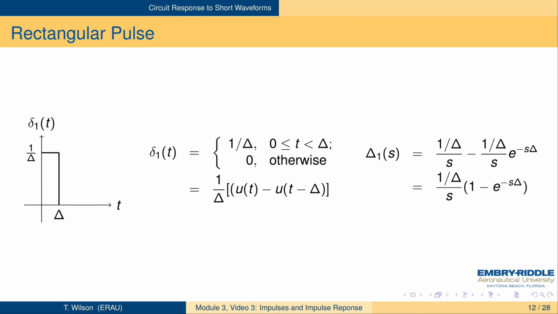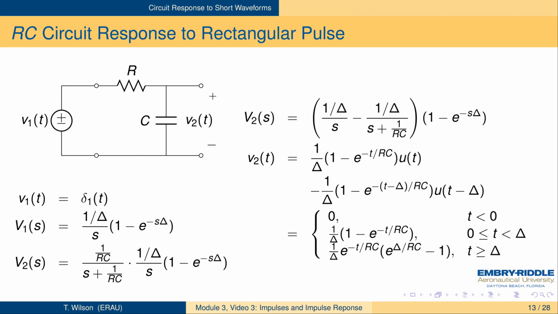So we get the amplitude 1 over delta over s, and then we get 1 minus e to the minus s times delta. That's the delay term. So what happens if we put this into our good old RC circuit? We know the transfer function of the RC circuit is 1 over RC over s plus 1 over RC.